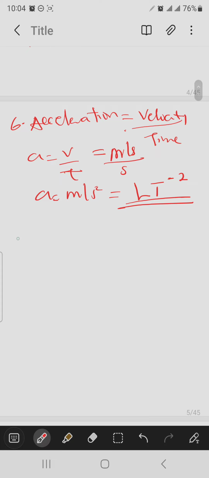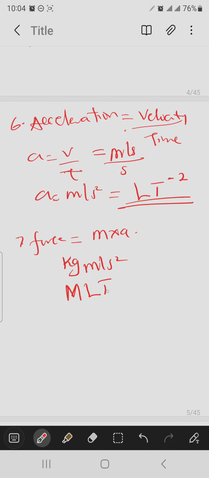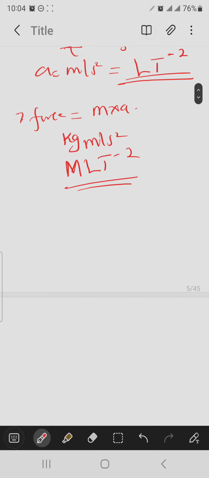So the next one is force. Force equals what? Mass times acceleration, ma. What is our mass? Kilogram. What is our acceleration? Meter per second square. So now dimensionality for kilogram is what? Capital letter M, meter L, T raised to the power minus 2. So this is going to be the dimensionality for the force.